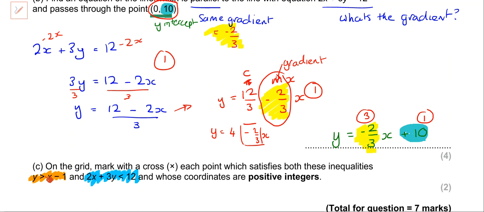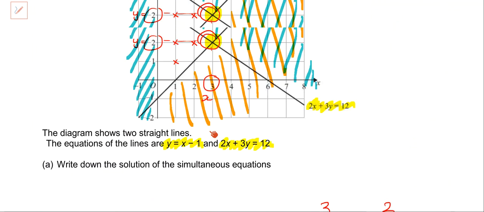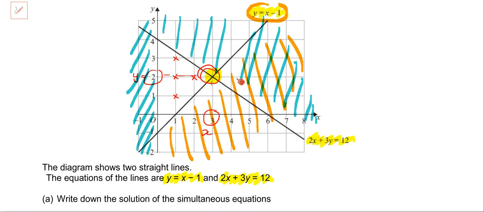What happens if you have coordinate 4, 1? That's over here. That's not allowed. Why wouldn't that be acceptable? What does that mean? Why would it not be acceptable?